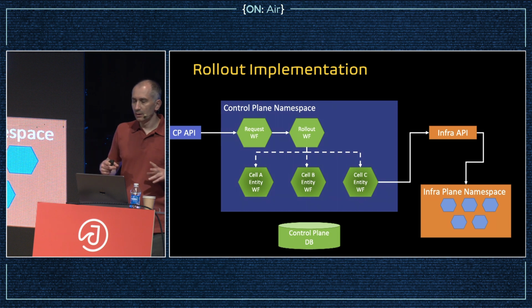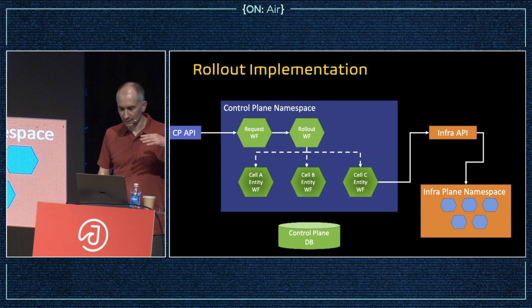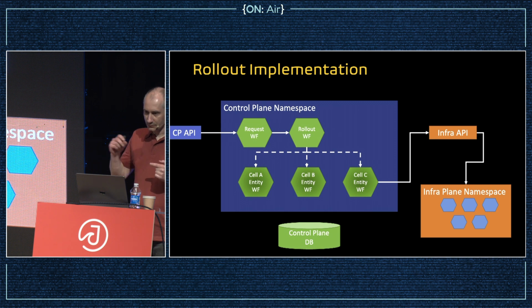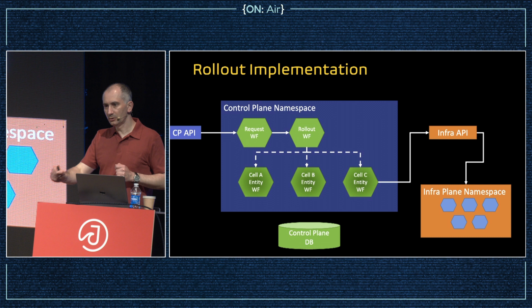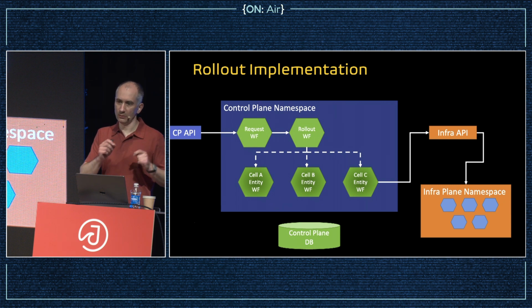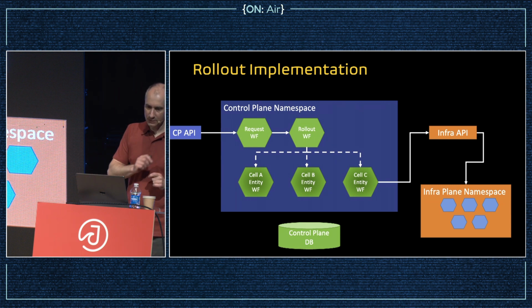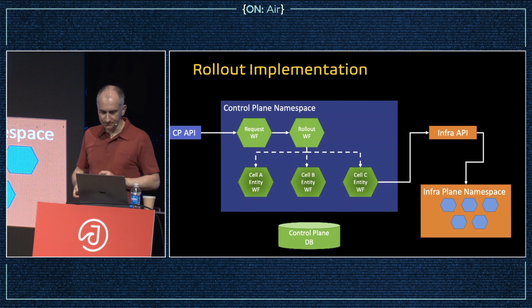And that's where this whole thing of massive loops, or the nested loops, is implemented, in the rollout workflow. And then when it goes from cell to cell, when it needs to upgrade a particular cell, it makes an RPC call to an entity workflow of a cell. And I'll talk more about it in a minute.